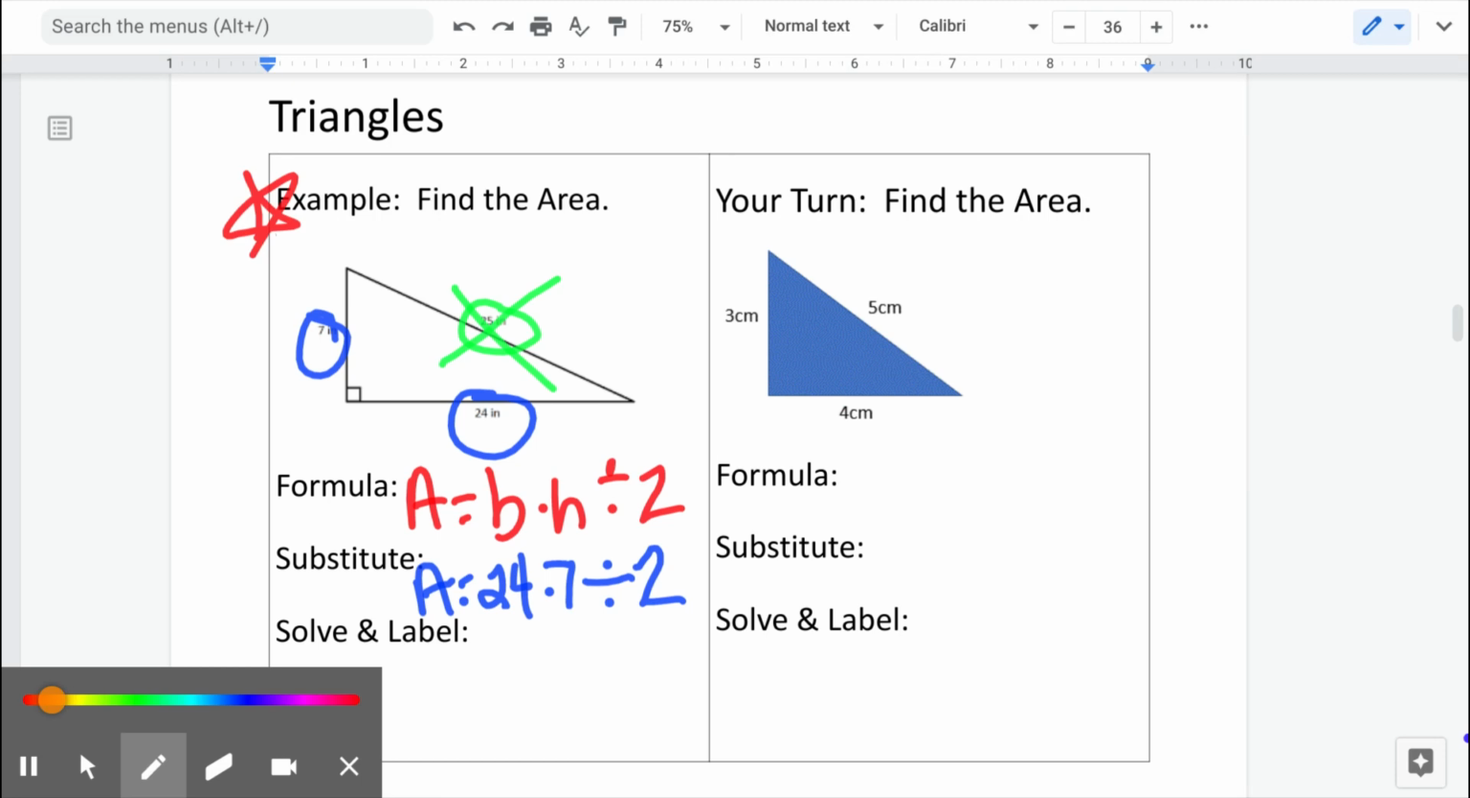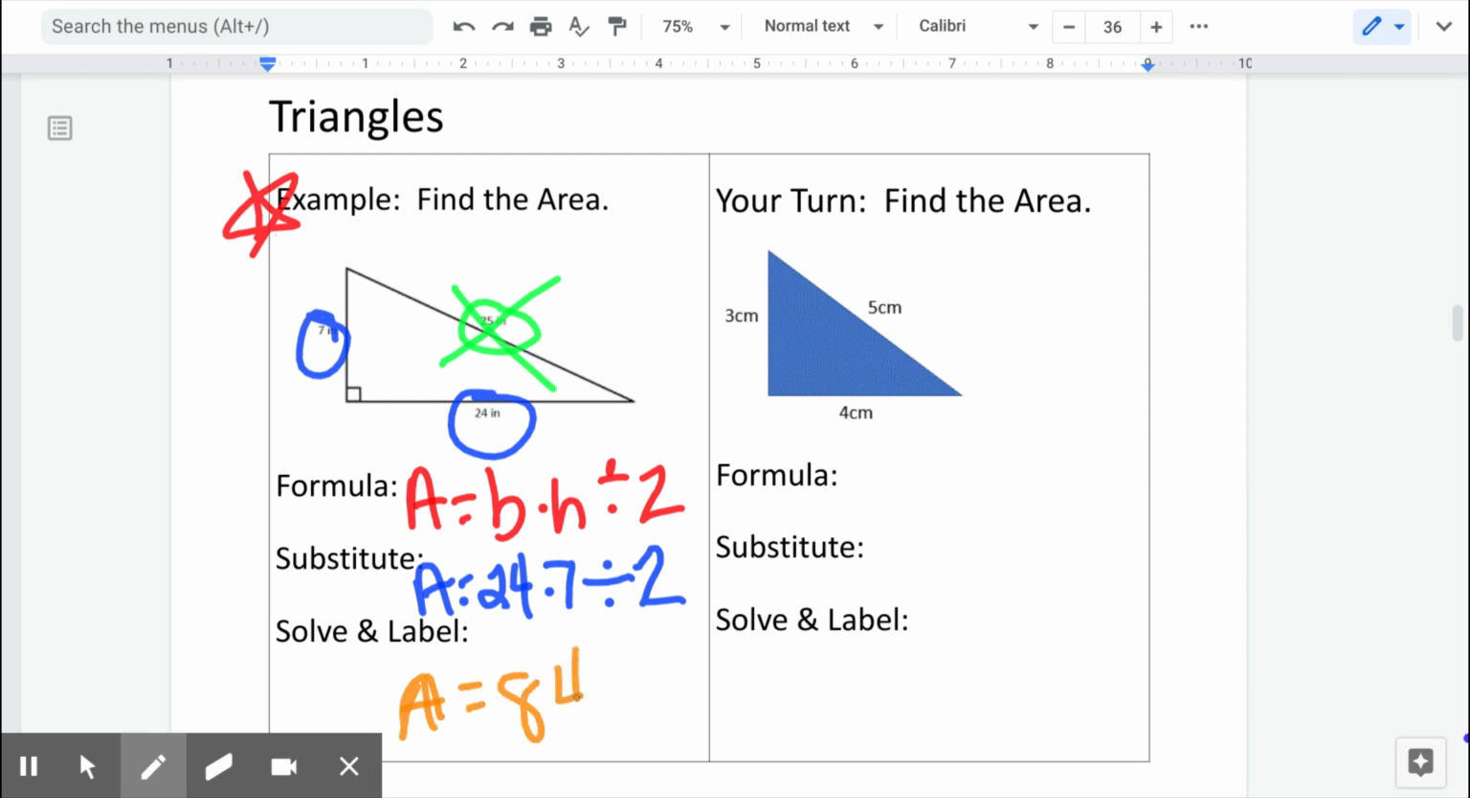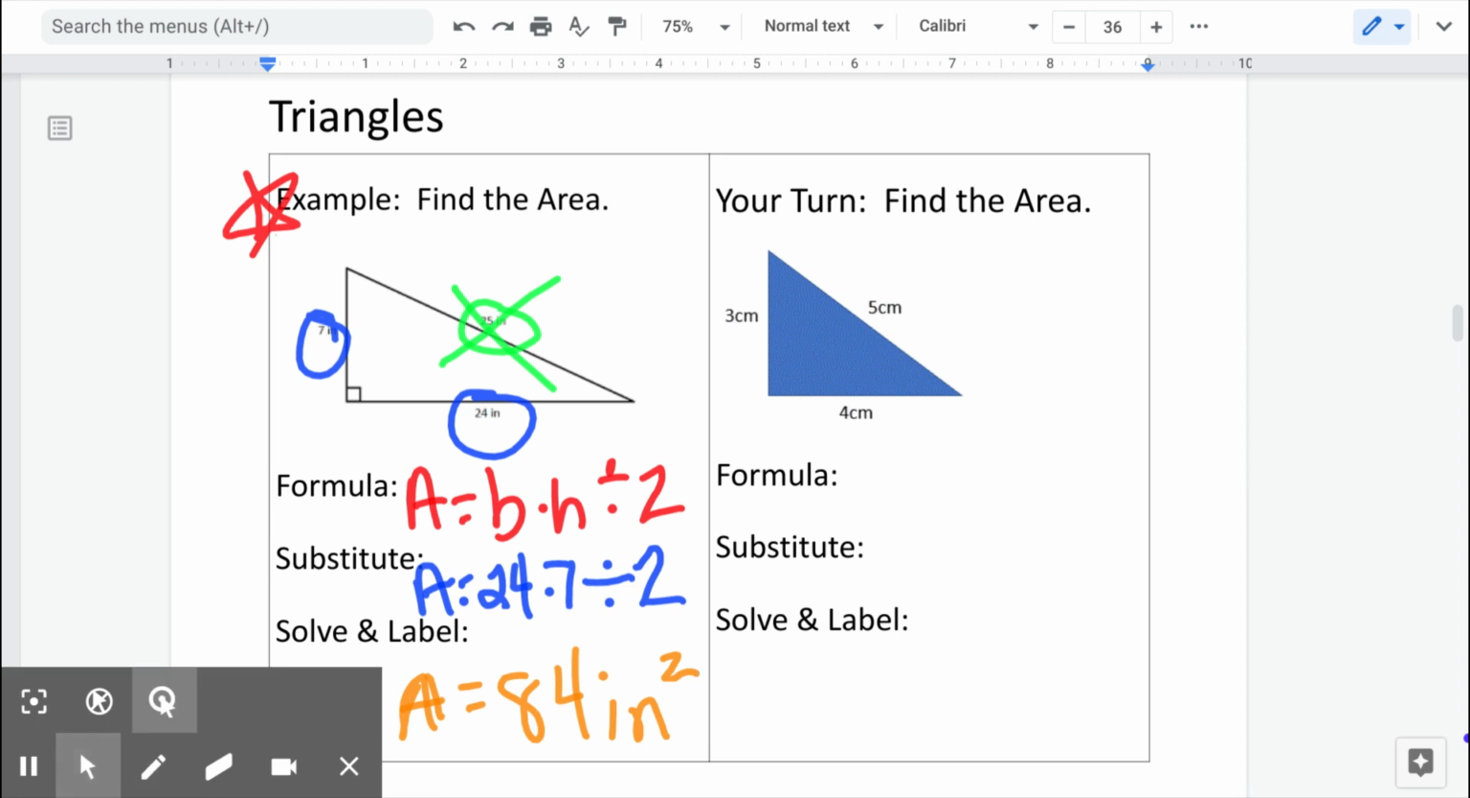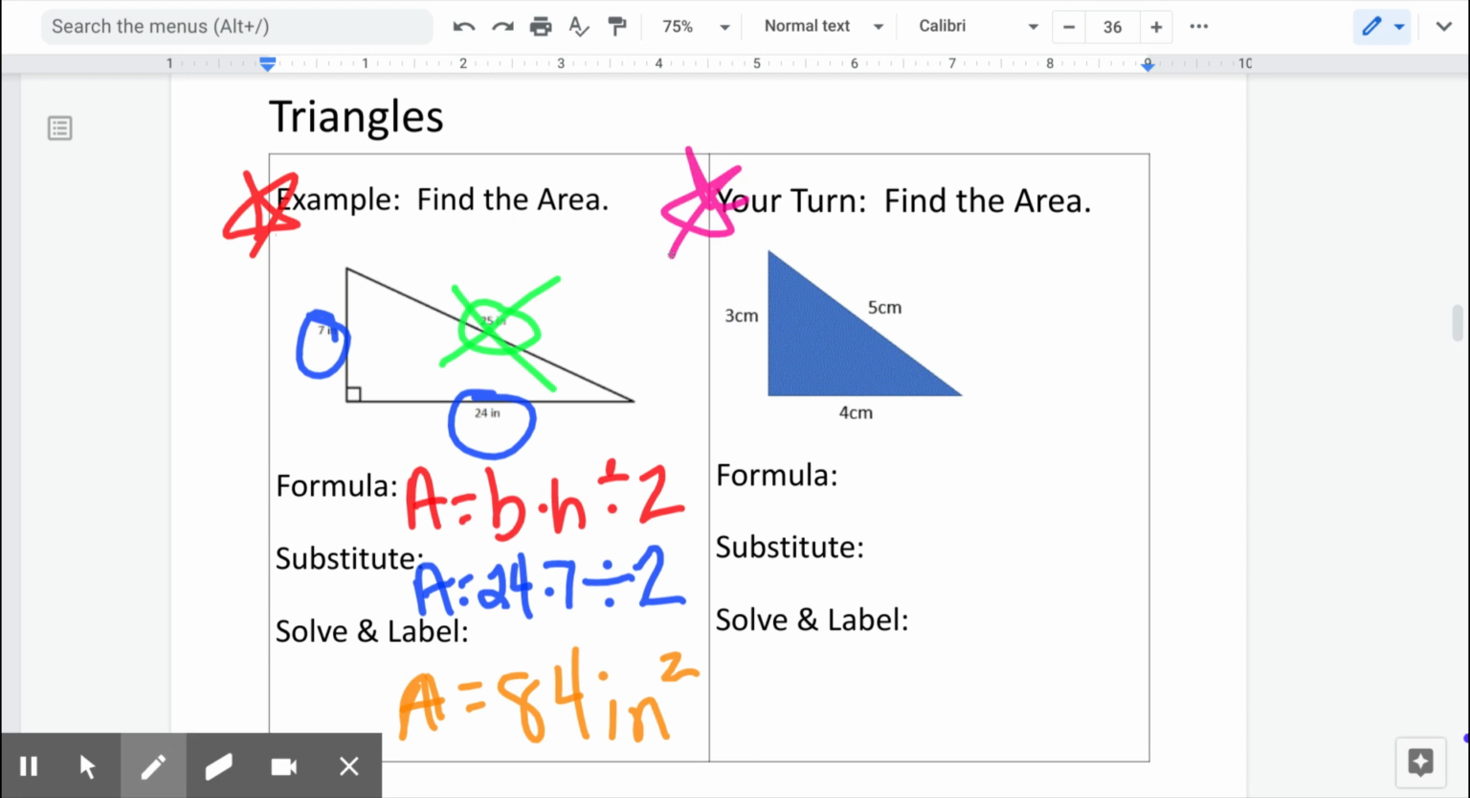Now I can go ahead and do that multiplication math. I can use my calculator after I showed my work. I do 24 times 7 divided by 2. That's going to give me A equals 84 with the label inches squared. So again, you're looking for, did you show the formula? Did you show your substitution? And then did you solve and label? Go ahead and you try this, your turn here. We'll pause the video while you work.